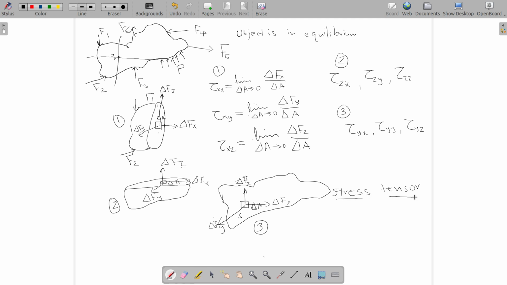So how do we write this? Tau xx, tau xy, tau xz. Tau yx, tau yy, and tau yz. Tau zx, tau zy, and tau zz. Let's put this inside a matrix. So all the 9 components we have defined so far are here in the matrix, and this is called a tensor. So stress is neither a scalar nor a vector, it's a tensor.